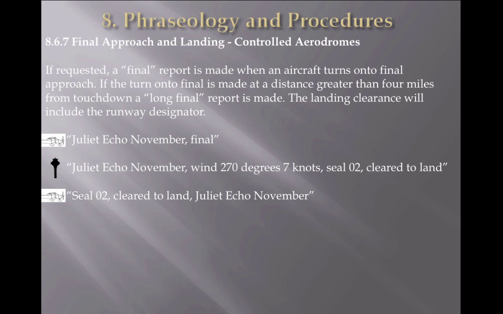Final approach and landings, control zones, controlled aerodromes. If requested, a final report is made when an aircraft turns onto final approach. If the turn onto final is made at a distance greater than 4 miles from touchdown, a long final report is made. Landing clearance will include the runway designator. Juliet Echo November on final. Juliet Echo November, wind 27 degrees 7 knots, Seal 02 cleared to land. Seal 02 cleared to land, Juliet Echo November.